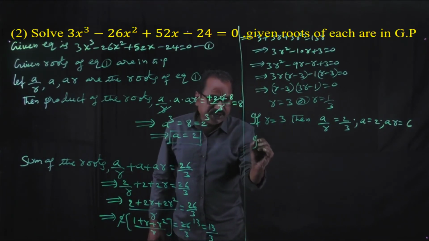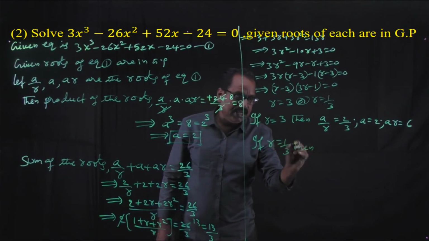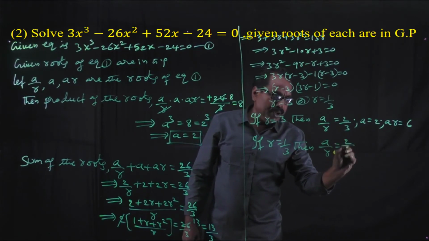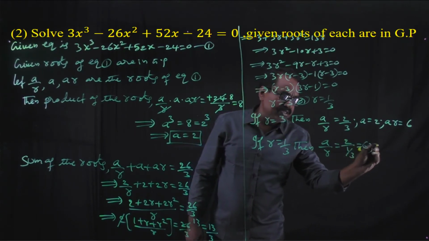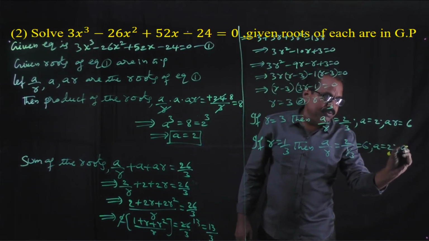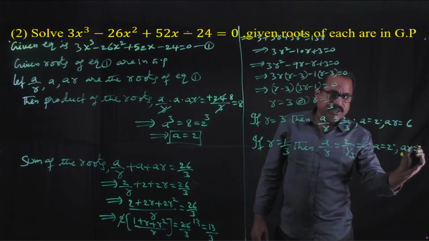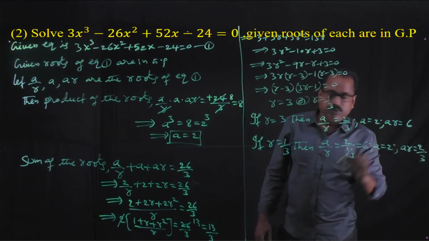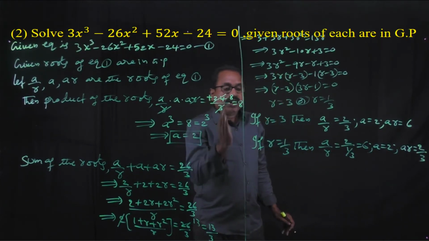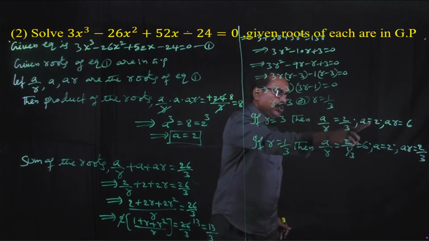If r is equal to 1 by 3, then a by r is equal to 2 by 1 by 3, that is equal to 6, and ar is equal to 2 into 1 by 3, that is 2 by 3. So if r is equal to 3 or r is equal to 1 by 3, the roots are 2 by 3, 2, 6.